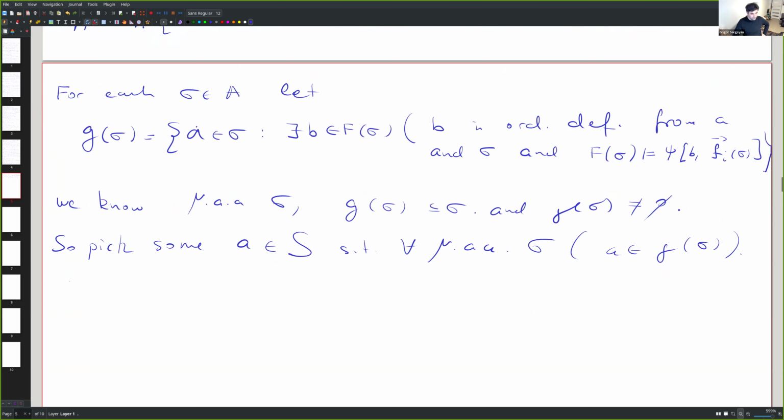So now let F sigma be B, where B sigma is the least of the A.